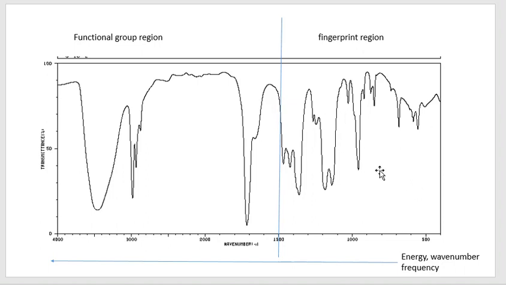This fingerprint region here is indicative of a particular molecule. So if I found a spectrum of a known molecule with the same fingerprint region, I could identify my molecule. It would be the same thing.